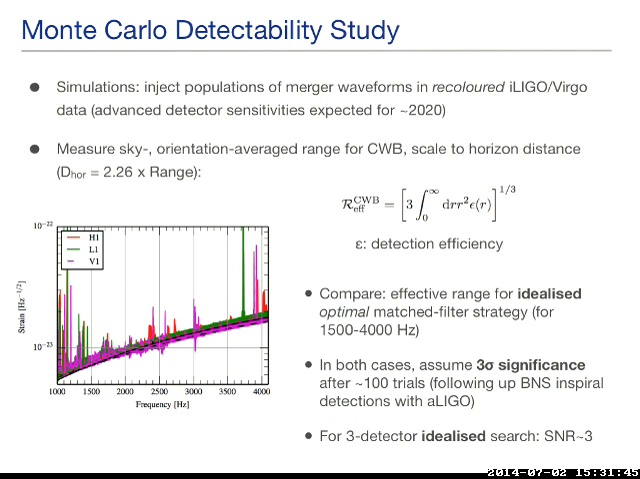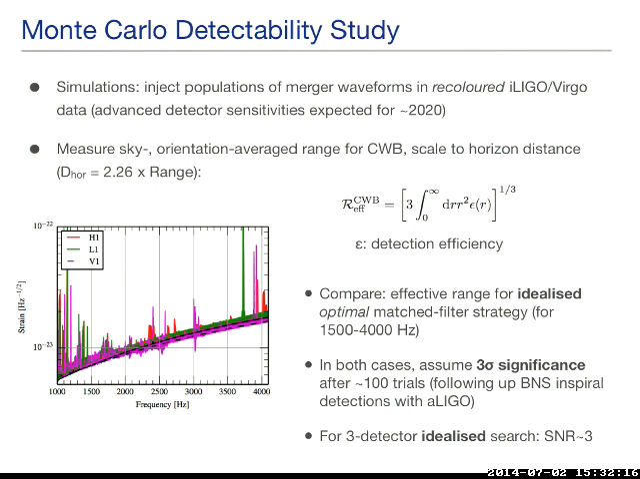So basically, we took the 20-odd merger waveforms and threw them at some recolored initial LIGO and Virgo data. So it's data from S5 and VSR2, recolored to have the sensitivity expected for around 2020 or so. So it's the zero detuned high power curve for advanced LIGO and a similar curve for Virgo.